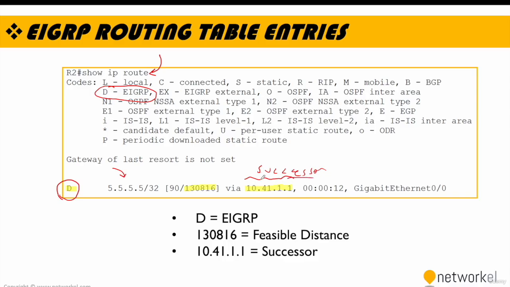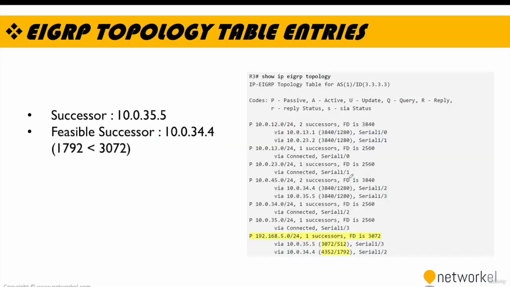Okay, this is the next hop that I'm using, and we have this value, which is the feasible distance that we have seen before. Then we have the administrative distance of the EIGRP protocol, which is 90 by default. And I am reaching this network 5.5.5.5 by using my GigabitEthernet 0/0. So that is how an EIGRP routing table entry looks like.